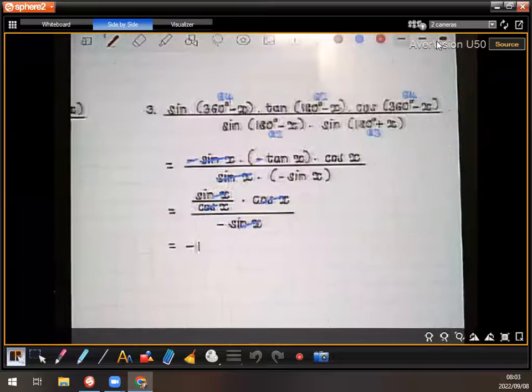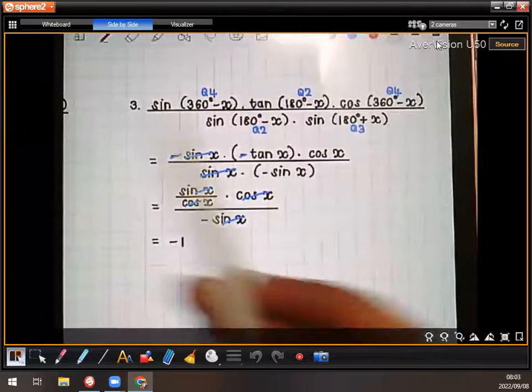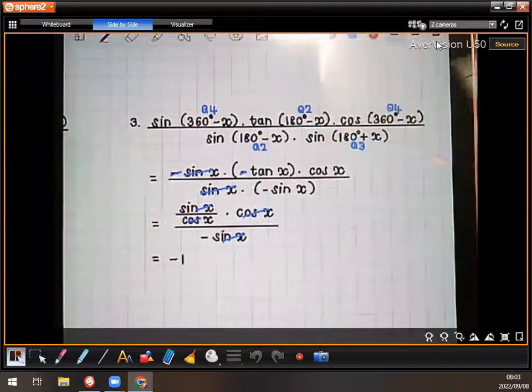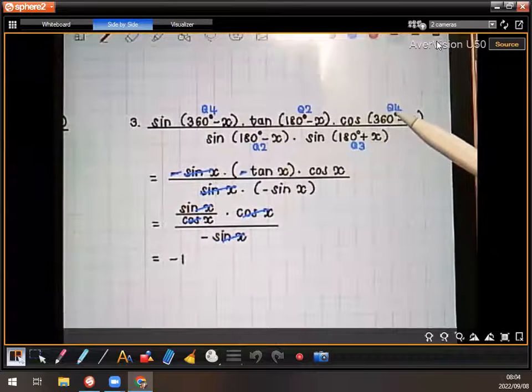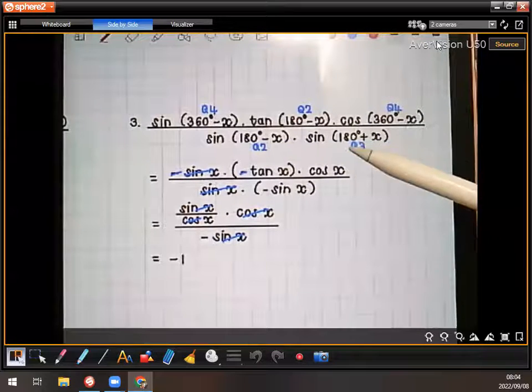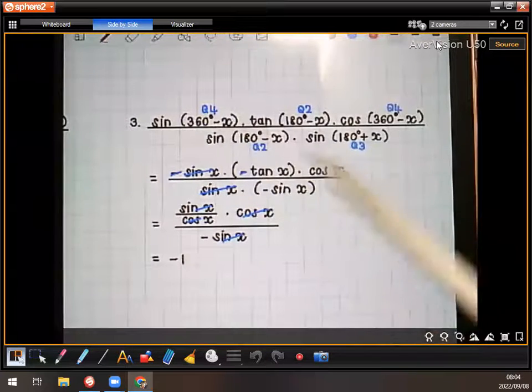So number 3. Again, we just look at where all of those angles were. So 360 minus x is quadrant 4. 180 minus x is quadrant 2. It was there at the bottom as well. We have another 360 minus x, which is quadrant 4, and then 180 plus x, which is quadrant 3. And then you just take all the signs in those quadrants.